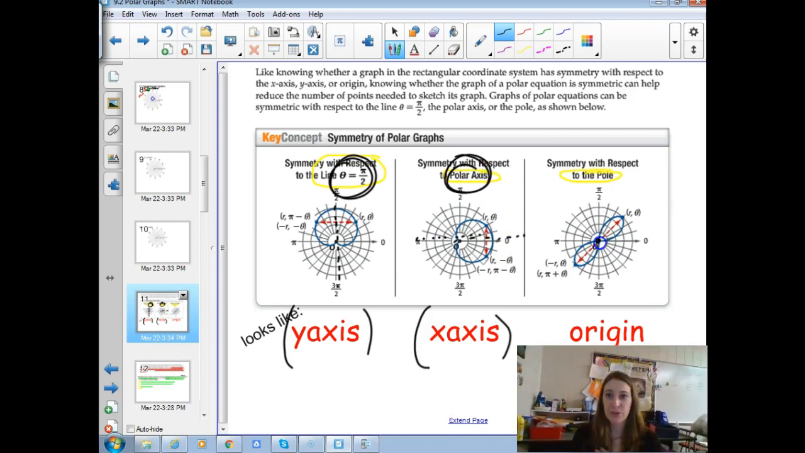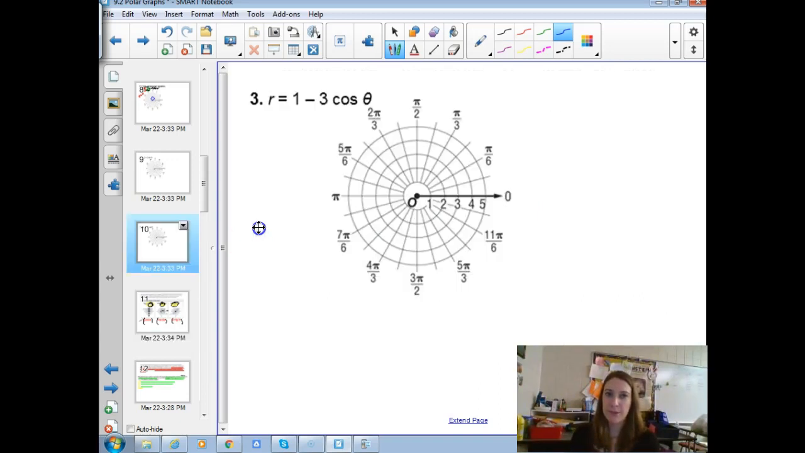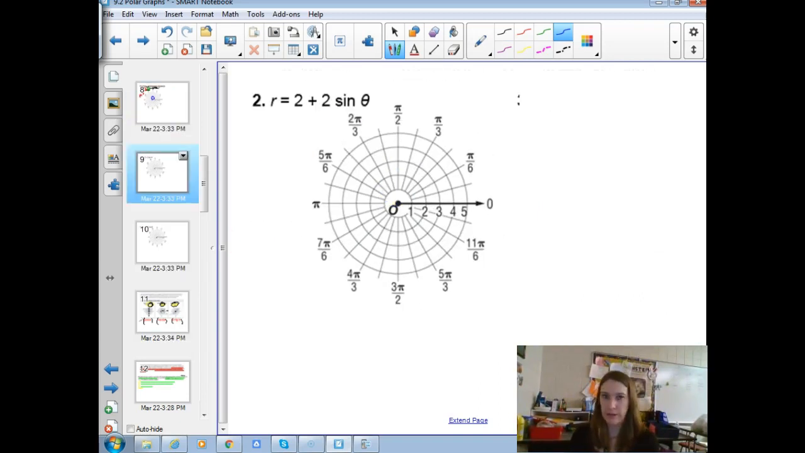And if it has symmetry of what we used to call origin, but now we call the pole, it has symmetry with respect to the pole. So if I go back and look at number 2, I didn't draw mine, did I? Let me go back and draw mine real quick. This was the heart-shaped one. If you actually graphed it symmetrically, you would probably see that the symmetry line is right here. So this one has symmetry of theta equals pi over 2.